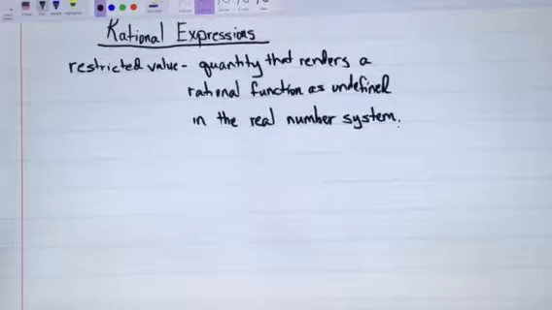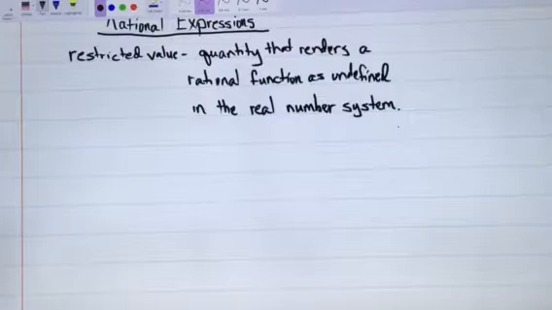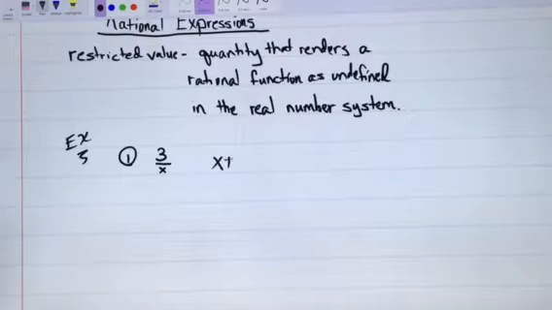And just for cases that we have regarding restricted values. Say we have a rational expression such as 3 over x. Now for 3 over x to be defined, remember the bottom part of the fraction cannot be equal to 0. So in this particular case, the restricted value is going to be at 0.